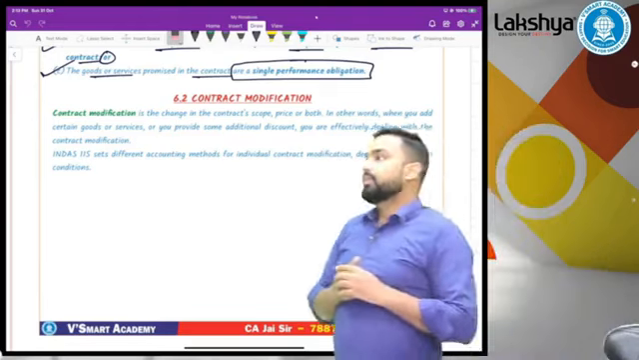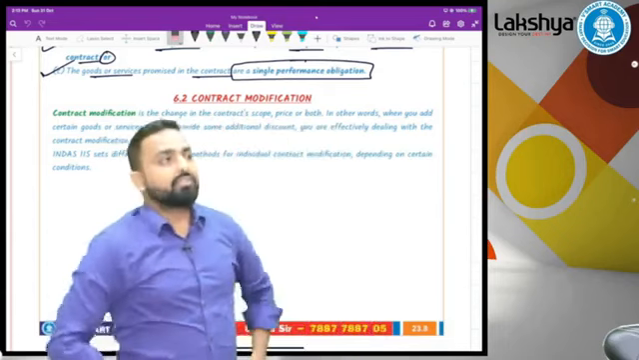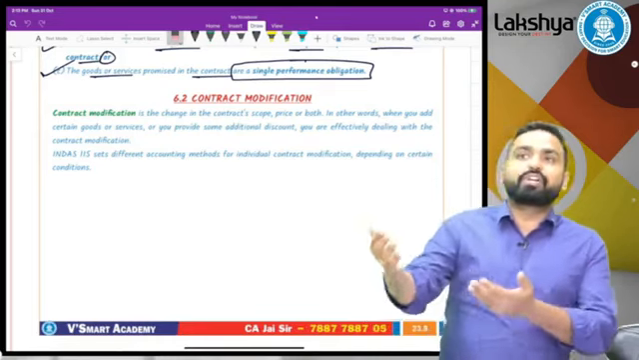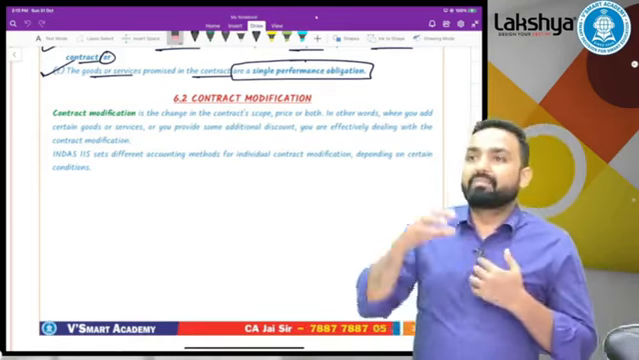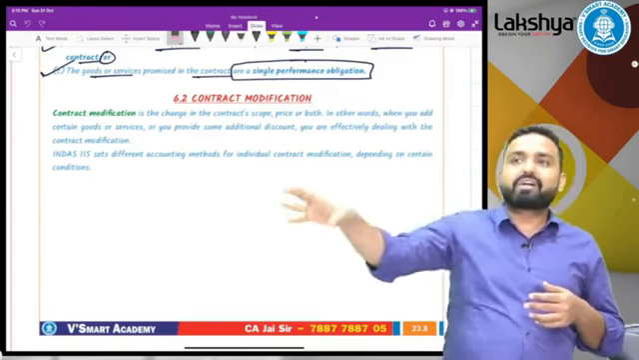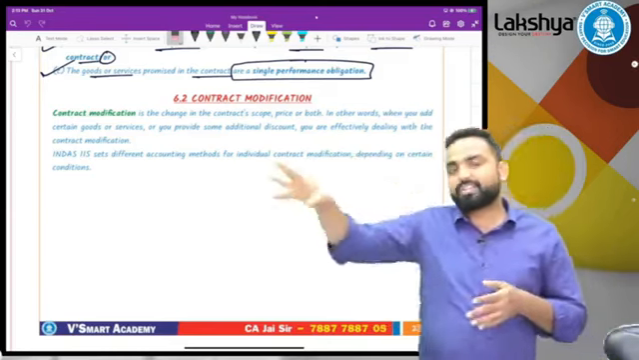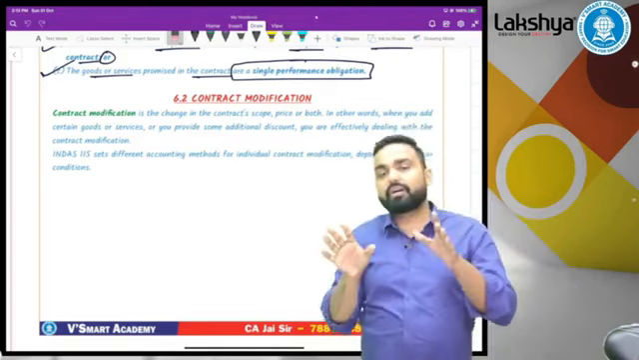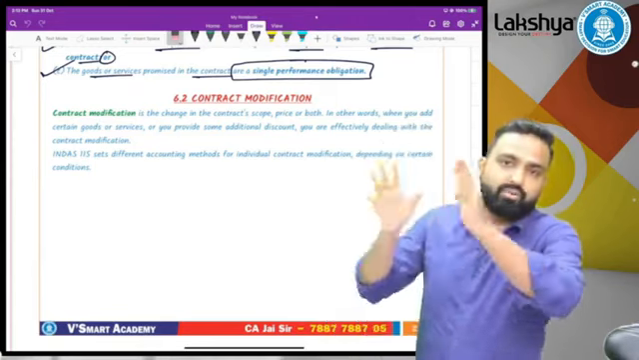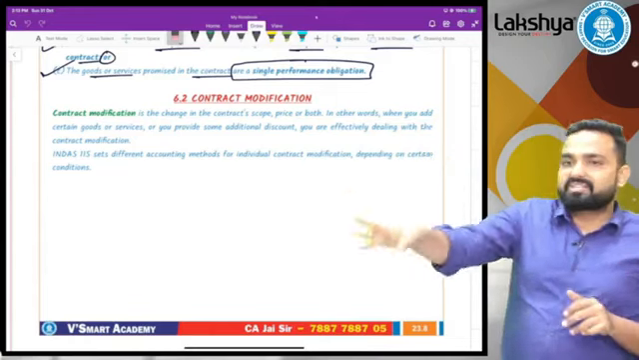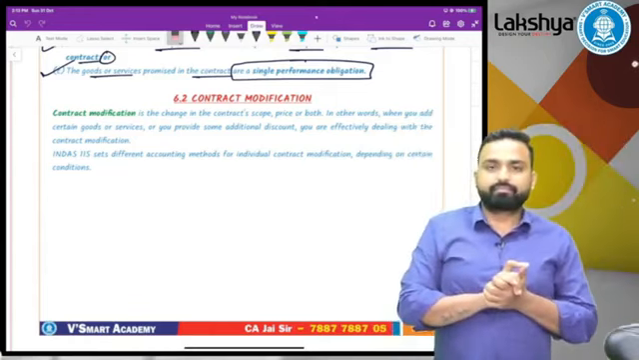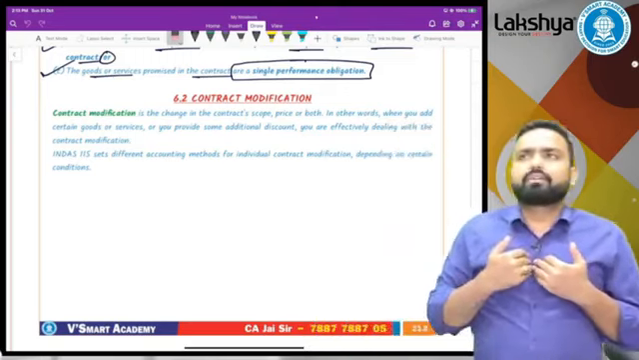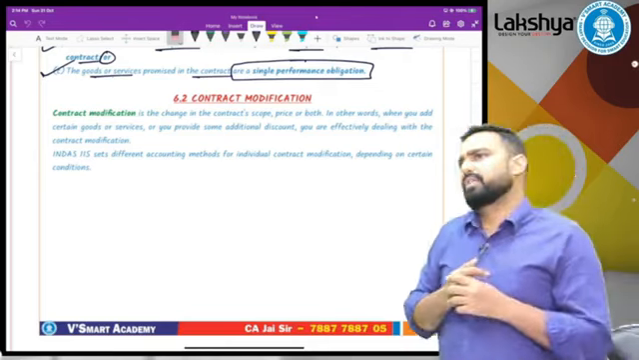Third case. There was a construction service contract. I have entered into a contract with my customer. I will construct a 4 BHK duplex residential house on a customer-owned land. All the terms were decided. The amount agreed to be charged from the customer was, let us say, 1 crore.